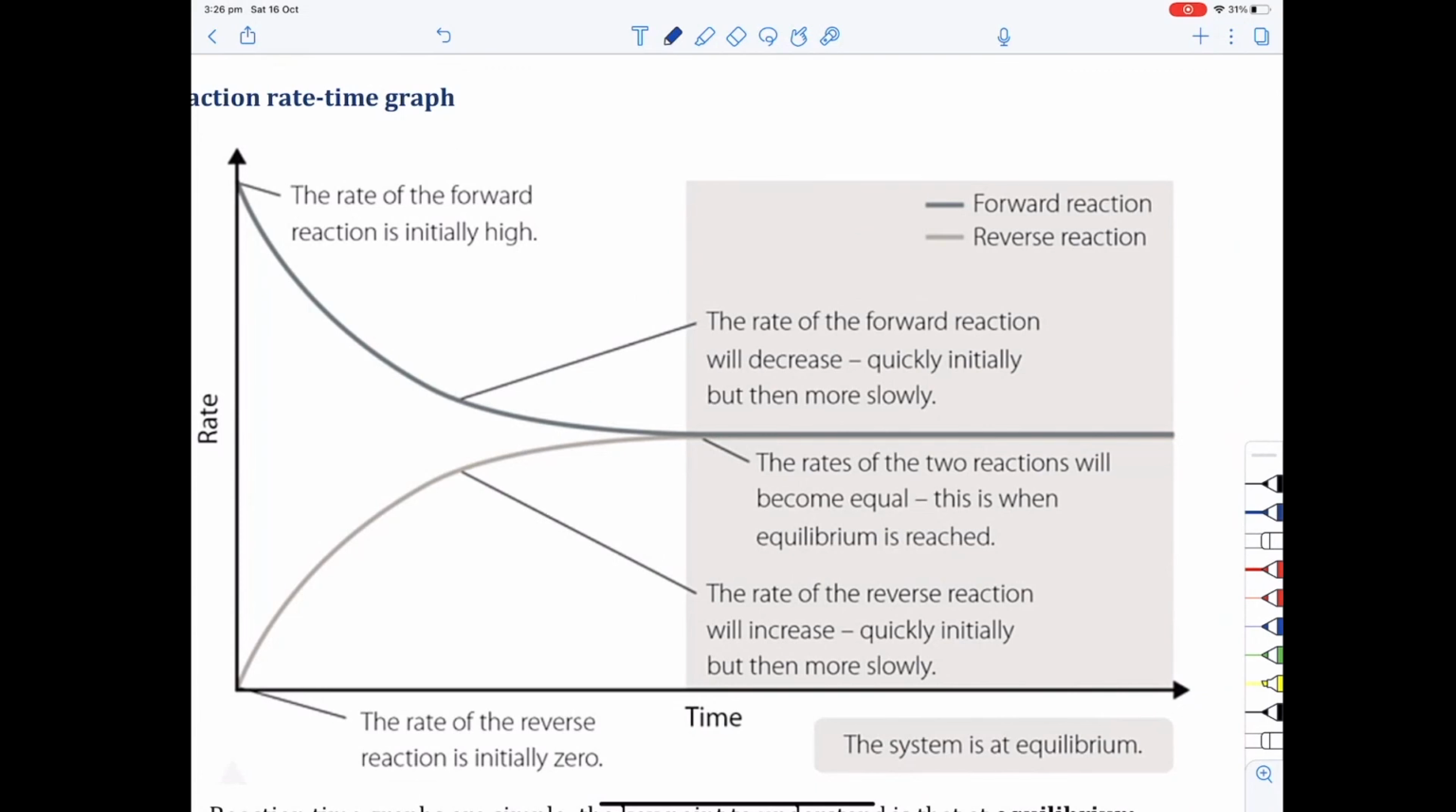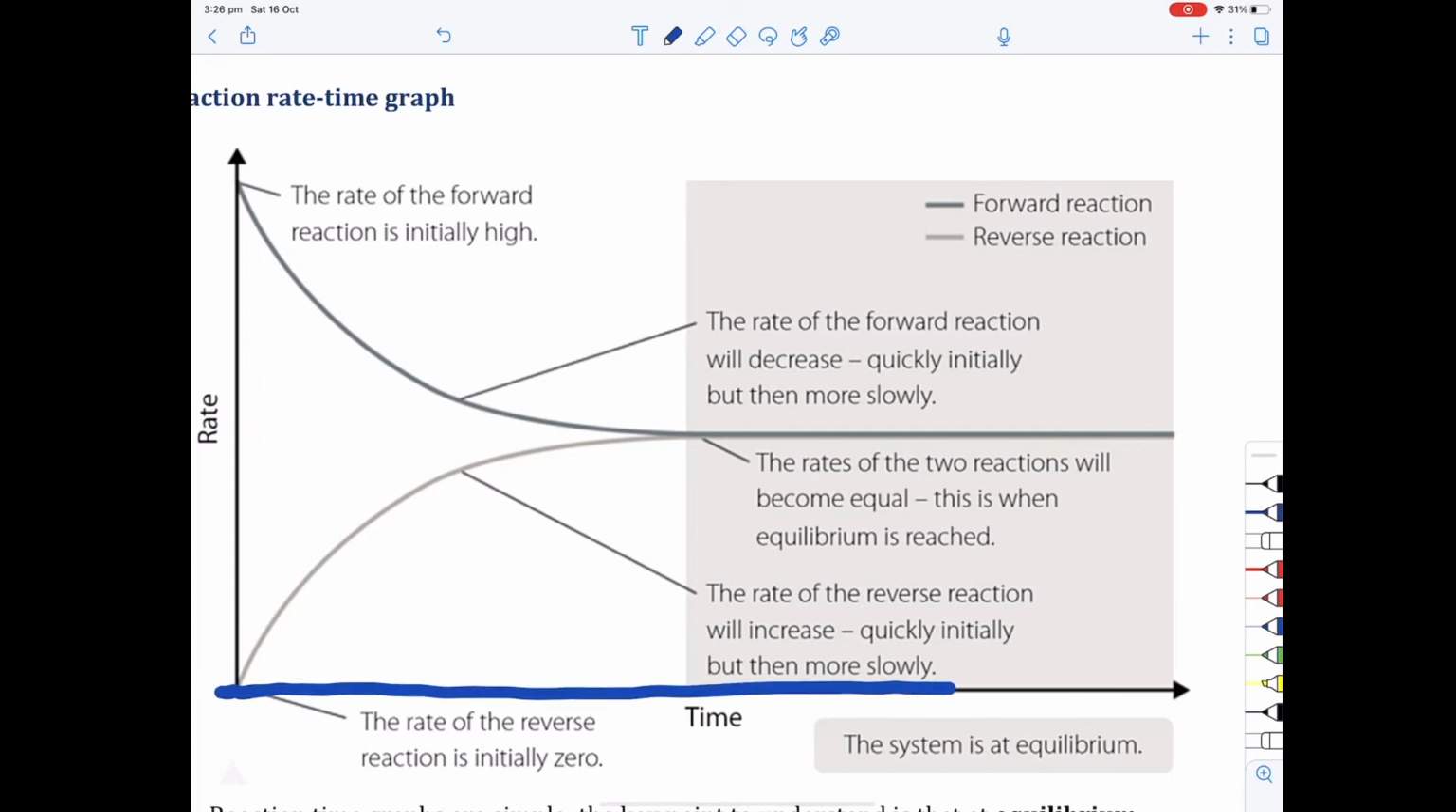Now, question to all of you, Ansh, is this a static or dynamic equilibrium reaction rate time graph? Dynamic. What would a static equilibrium reaction rate time graph look like? Would it just be one line? Since the reaction rate of the reverse reaction is always 0.